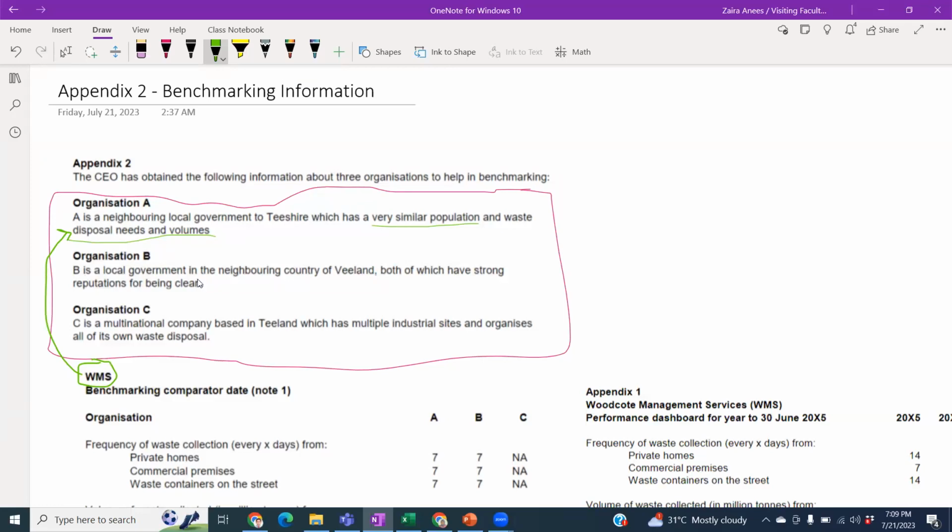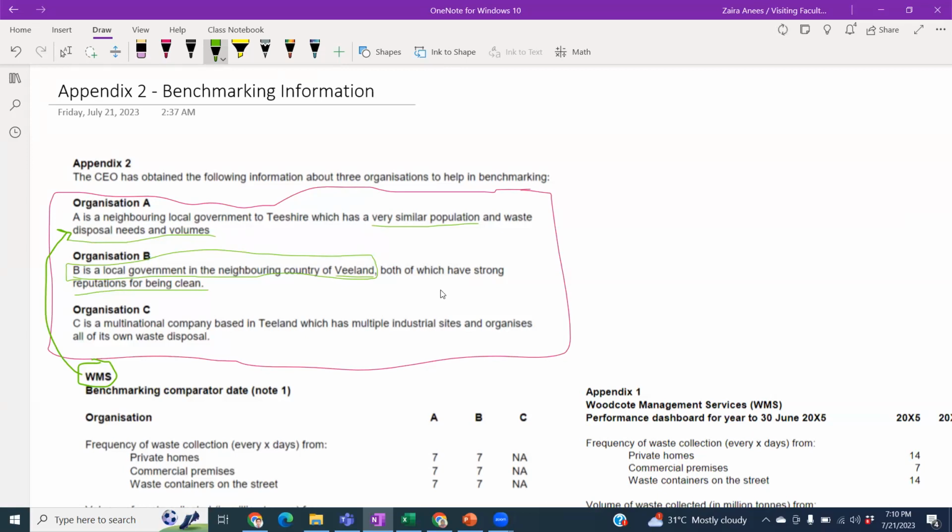Organization B is a local government in a neighboring country of VLAND. The country is different. Both of which have a strong reputation for being clean. Both means the local government and the country of VLAND. The people and probably the organization have a very strong reputation for being clean. But it has not been mentioned whether the population is similar or not.